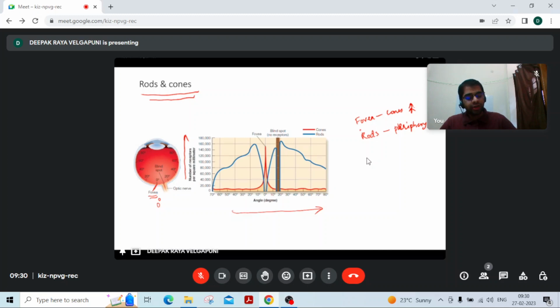These two different types of cells have different properties that help in perceiving the visual world in different situations. Both are involved all the time in your vision, but they have different properties. Coming to cones, the main advantage of cones is that they help in high visual acuity, whereas rods have high sensitivity.